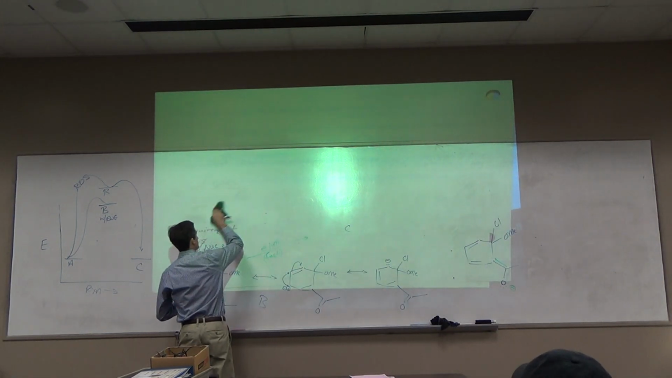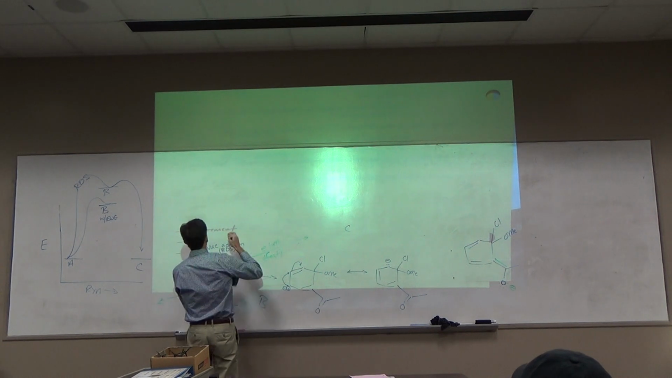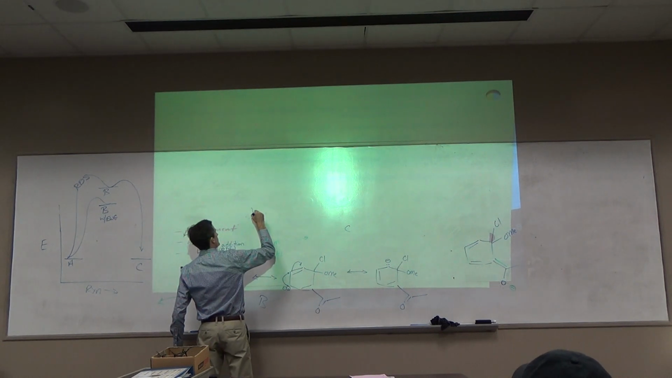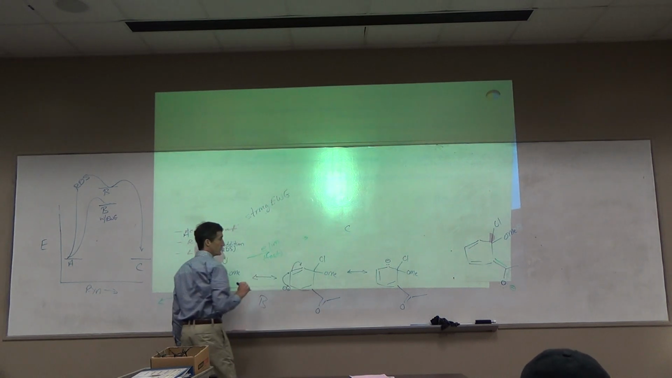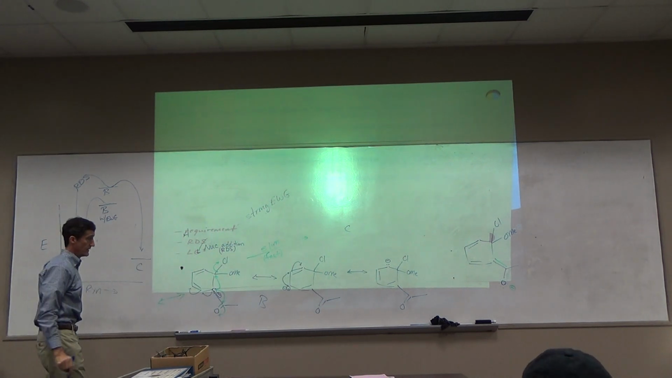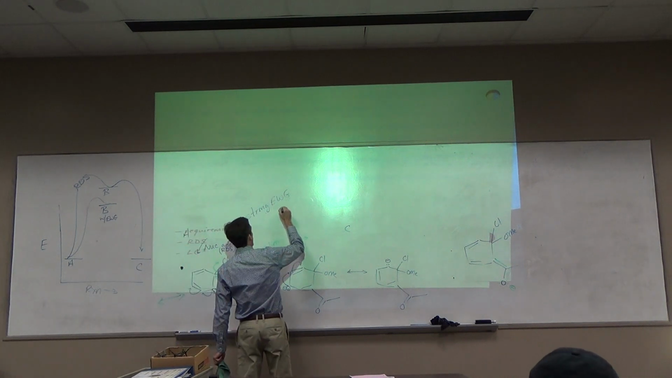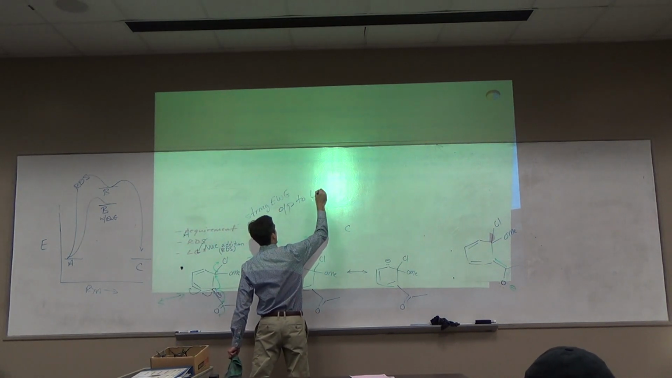Requirement. Strong electron withdrawing group. Where? It has to be ortho or para to the leaving group.